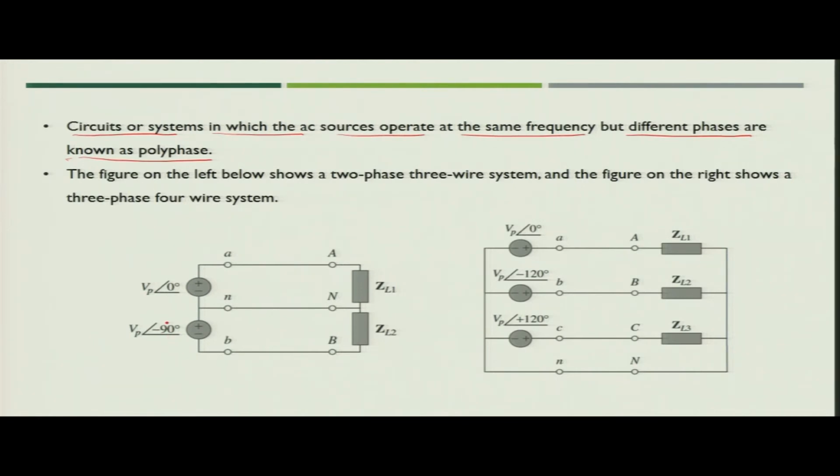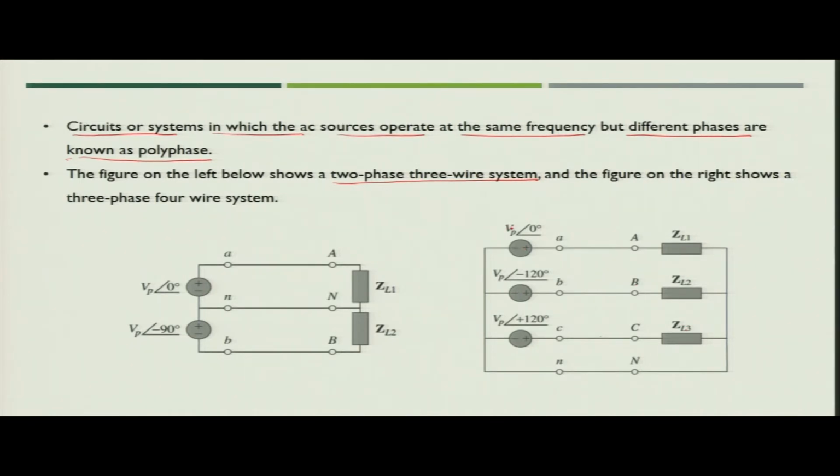but the angle is different. So, this is basically our 2-phase 3-wire system, where 2 different phases are connected to the circuit. In the figure on the right, you will see there are 4 wires. We call them A, B, C and N. These we can say are A phase, B phase and C phase, and then the neutral wire. These 4 wires connect the 3 voltage sources to the 3 loads. The loads are ZL1, ZL2 and ZL3.